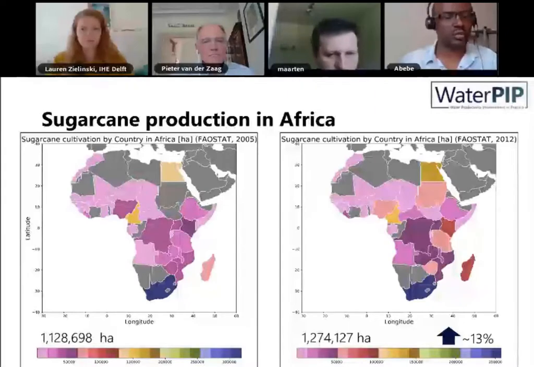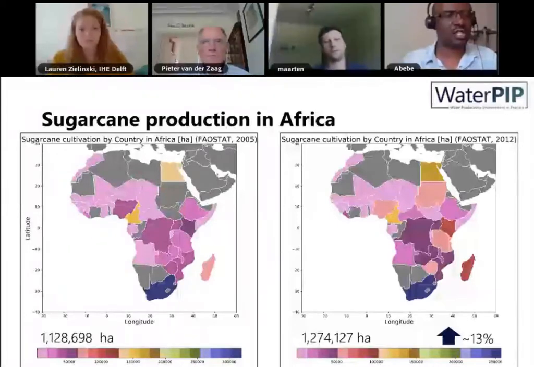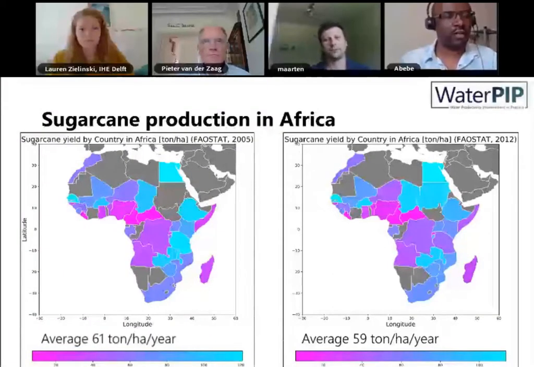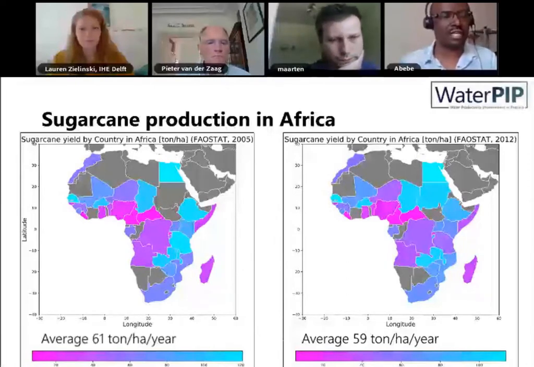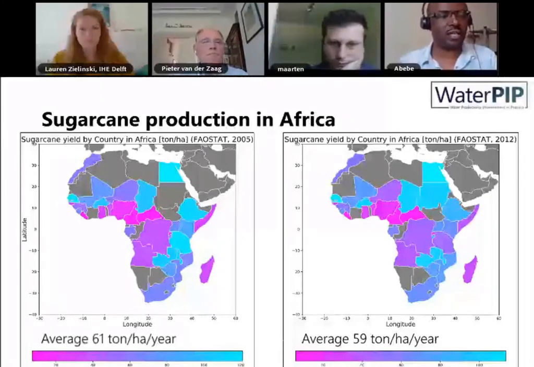Just comparing these two years, 2005 versus 2012, based on FAOSTAT data, there is an increase in land expansion of 13%. And it's also increasing as we speak. The first and second presenters already showed, also from FAOSTAT, that there is an increasing trend in production. However, the productivity, again comparing those two years from FAOSTAT data, is almost stable or even on average decreasing: on average from 61 ton per hectare per year to about 59 ton per hectare per year. Then answering our first question, most of the production increase in Africa is coming from land expansion. It's not really from improving productivity.